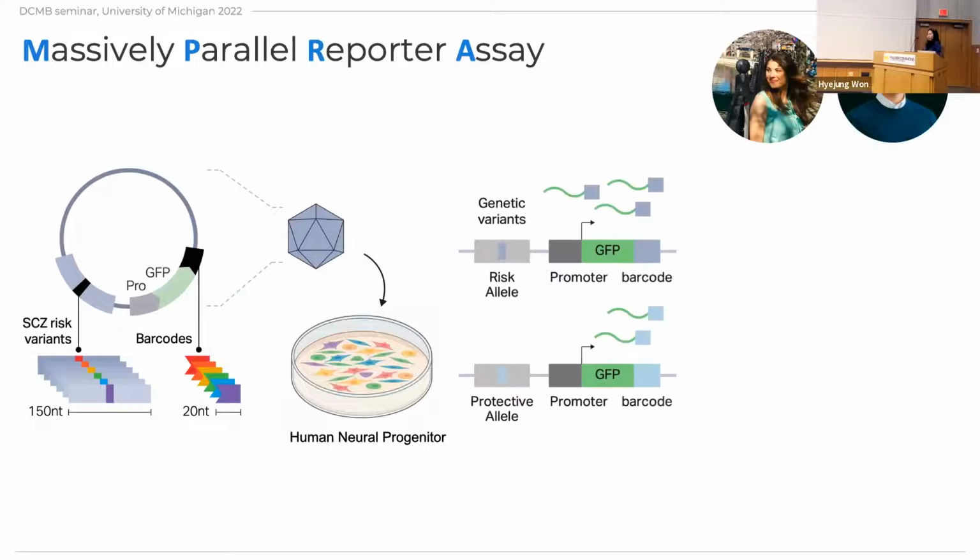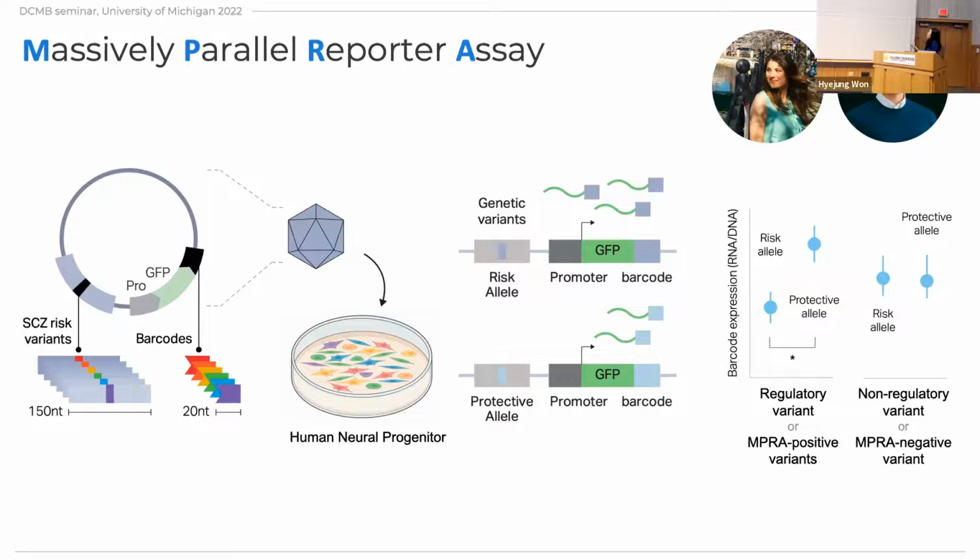And within human neuroprogenitor cells, what we would expect is that the risk allele and protective allele for a given variant is going to affect the gene expression of the GFP. And this expression elicited by these genetic variants can be measured by performing RNA sequencing on the barcode. And we already know which barcodes are pre-mapped to the variant. So just by quantifying the barcode expression level, we can infer which variant or which allele it can actually be mapped back to.